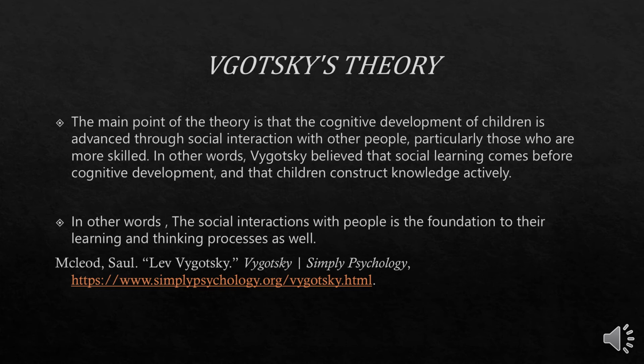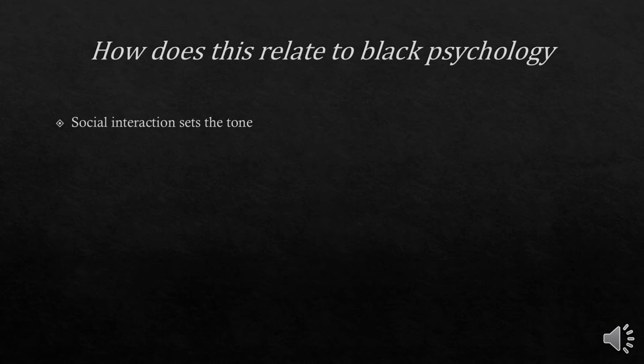Vygotsky's theory, the last thing I touch on, I'm trying to wrap this up really quickly. The main point of the theory is that the cognitive development of children is advanced through social interaction with other people. In other words, social interaction with people is the foundation to their learning and thinking. And how does this relate to Black psychology? Social interaction sets the tone.